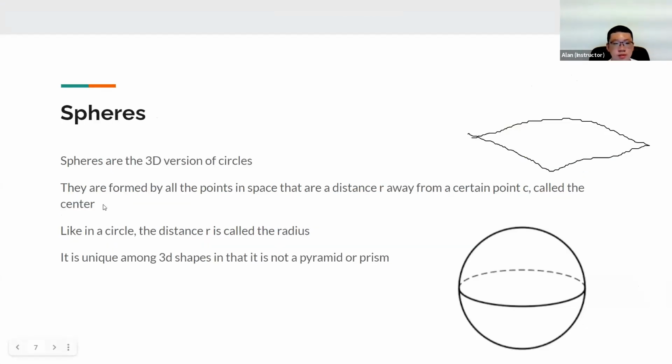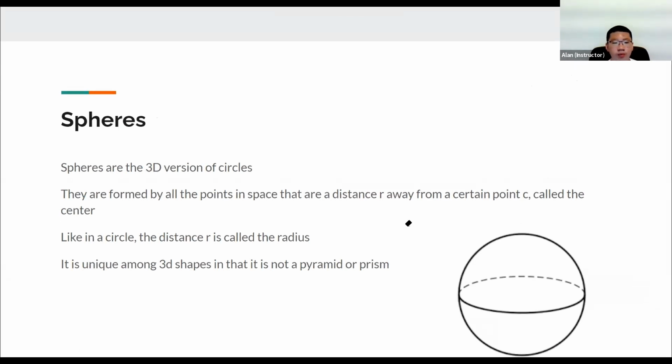So now we're gonna move on to spheres. So spheres are special in that they're not pyramids or prisms, and they're the 3D version of circles. And why would I say that? Well, circles are formed by all points in the plane that are a distance r away from the center point. Right? But in the 3D case, it's not limited to just the plane anymore. It's all the points in space that are a distance r away from the center point. And like in the circle, the distance r is also called the radius. And as I said, it's unique in that it's not a prism or a pyramid.